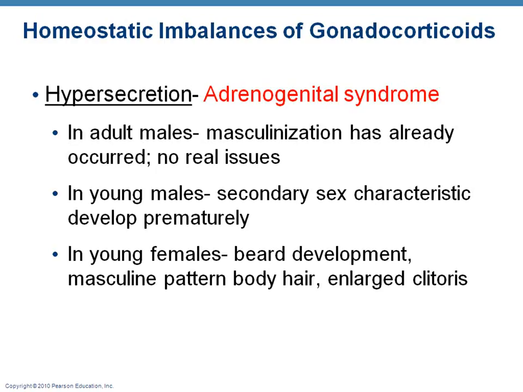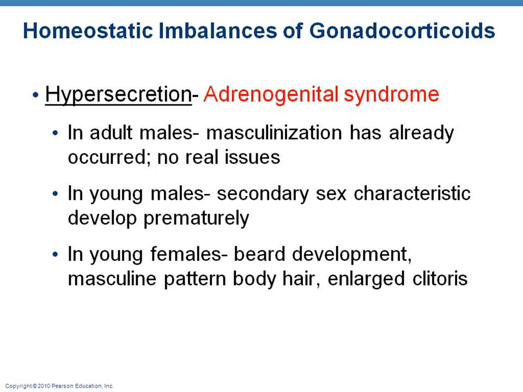But in young males, this, remember, is the trigger for puberty. So in young males, if you have a hypersecretion of gonadocorticoids in your adrenal cortex, you're going to develop your secondary sexual characteristics prematurely. In young females, this can cause problems as well. Again, when we're talking about androgens, we're talking about testosterone, and we said in females the estrogen is high, the testosterone is lower. But if you have a hypersecretion, a female may have more testosterone. That's going to cause male characteristics in females.